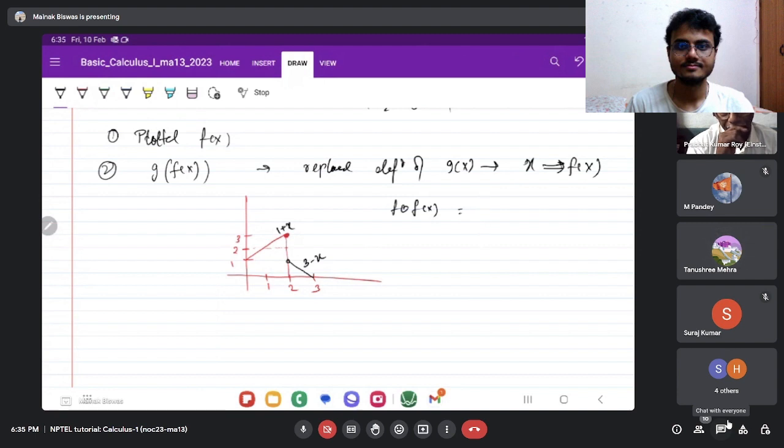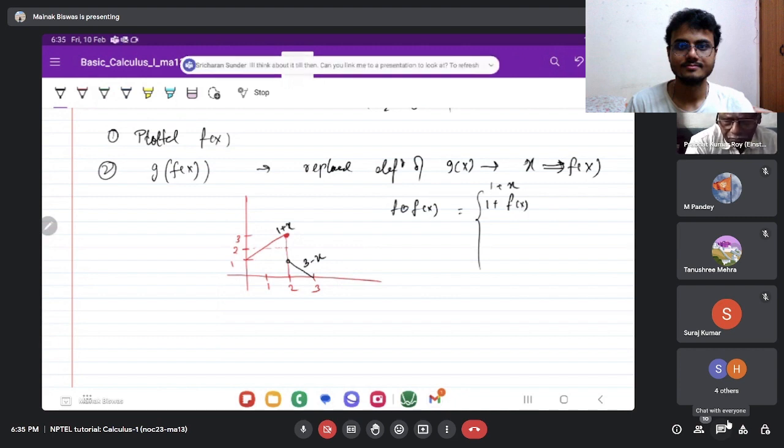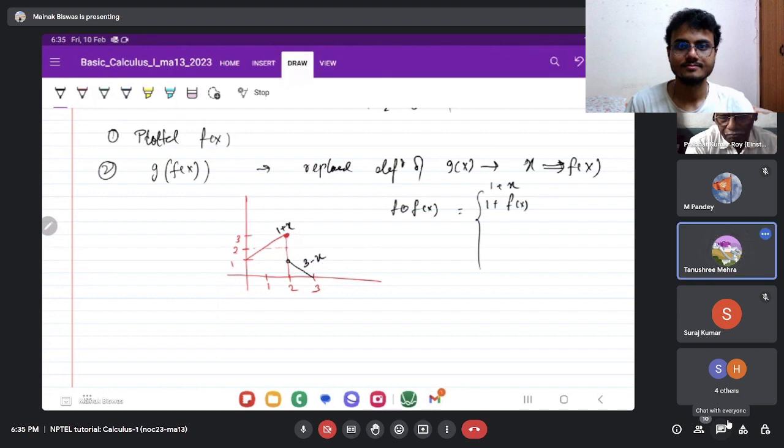But last time you had suggested, according to the definition, I just put the value of f of x in x. So the definition was 1 plus x, right? Yes. So wherever there is x, we are replacing that with f of x, right? Okay, sir. And then the second part was 3 minus f of x, right? Yes. And this was between 2 and 3, right? Yes, sir.